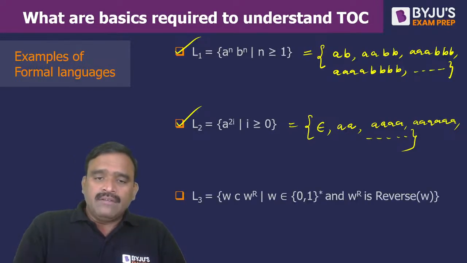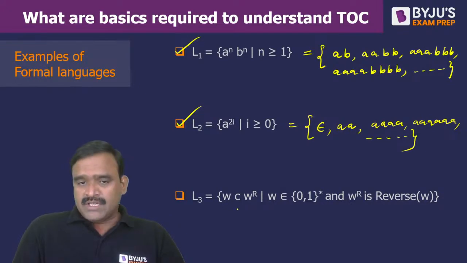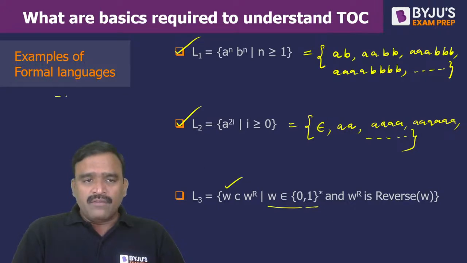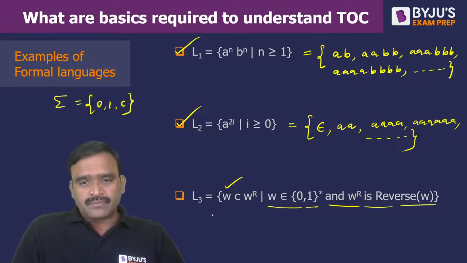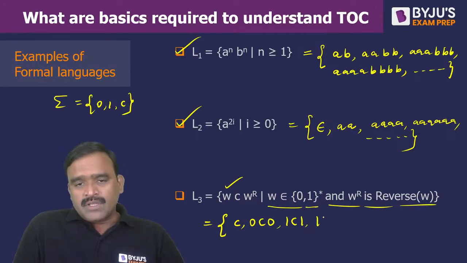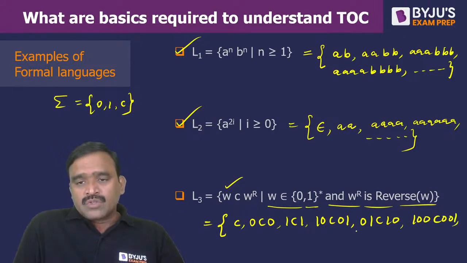And also language L3: w c w power R. This is a new notation. w belongs to (0,1) whole star, which means it is a word of zeros and ones. So the alphabet for this is, in addition to 0 and 1, one constant c also. And w power R is the reverse of w. So what strings are present here? If w is a null string, we can have c as the minimum string. If w is 0, its reverse is also 0. If w is 1, the reverse is also 1. If w is 10, the reverse is 01. If w is 01, the reverse is 10. If w is 100, the reverse is 001. So this type of strings are present.